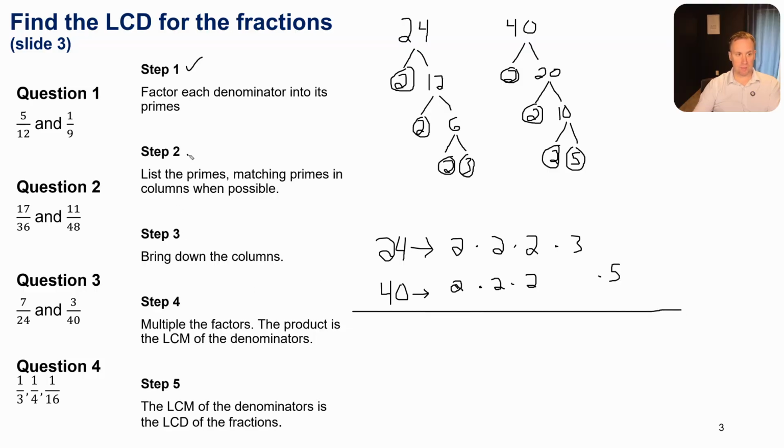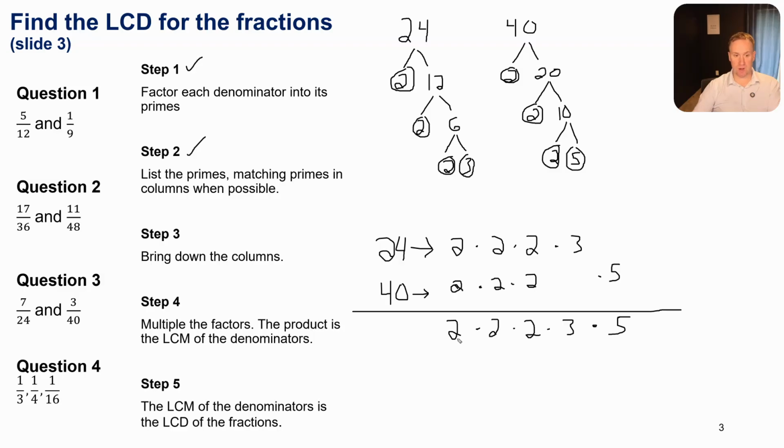Then bring down our columns. The first 2 we can bring down, times the next column, times the next column, times our 3, times our 5. Okay, so our least common multiple now is represented by this prime factorization list.